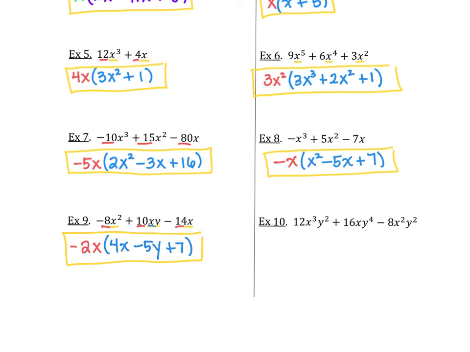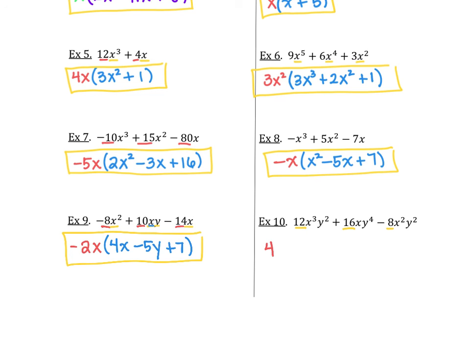Okay, and the last one, again, you don't have to copy examples 9 or 10, but they're fun, so let's look at them. Okay, let me check the numbers first. 12, 16, and 8. I could take out 2. I could take out 4. Can I take out 8? I can't take out 8. So 4 is the highest I can take out.